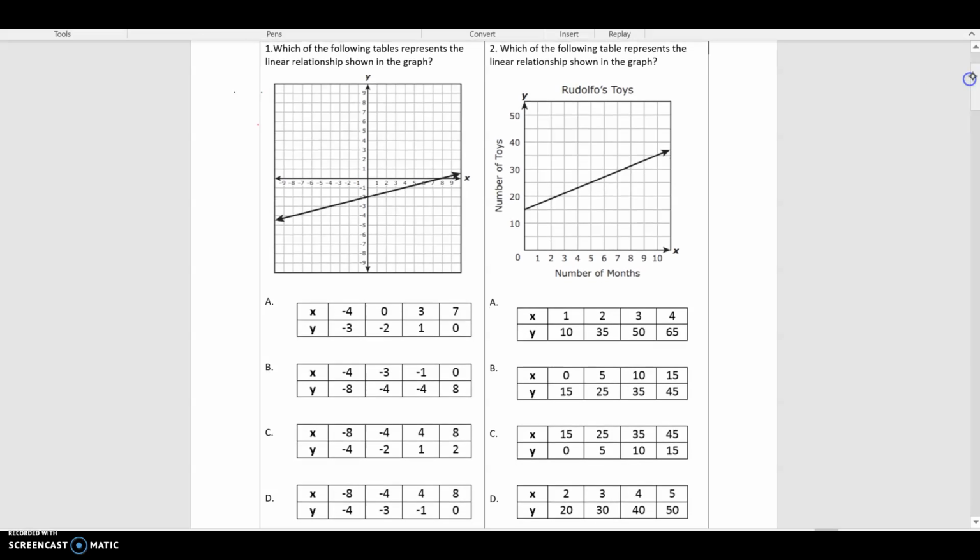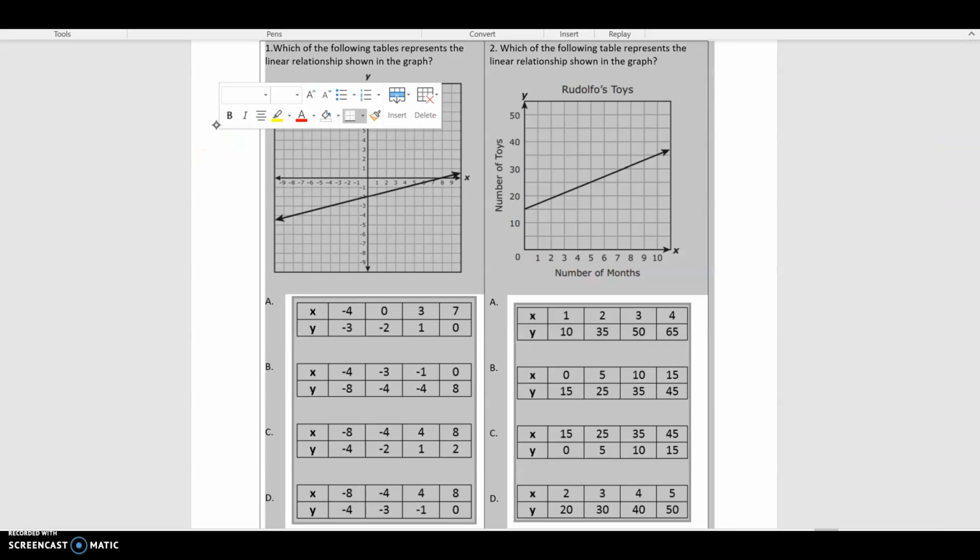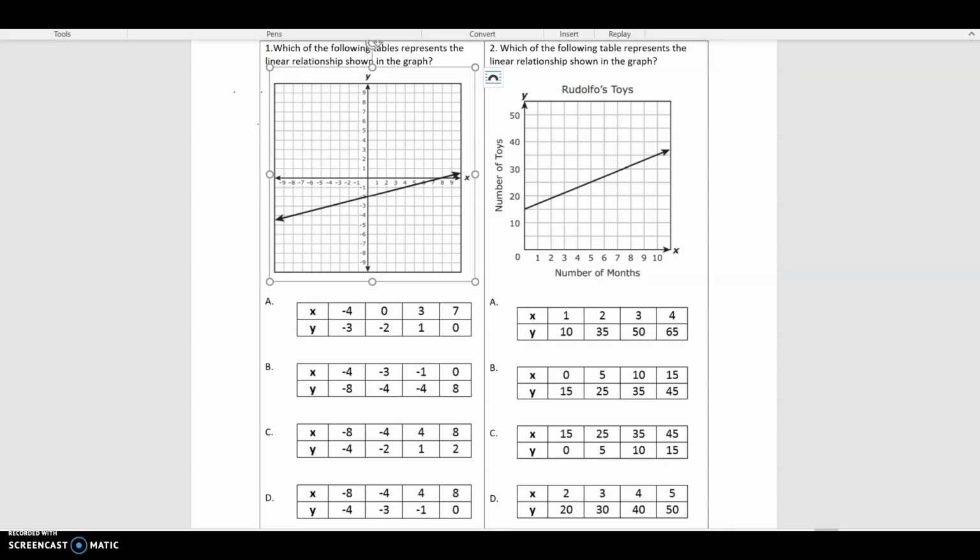So number 1 says, which of the following tables represents the linear relationship shown in the graph? Okay, so we are going to continue to follow our 2 steps. Step 1 is our y-intercept. I'm going to use my blue color to go up and down the y-axis. When I go down, I'm going to stop when I get to the y-intercept. So we're at 0, -2. Okay, so 0, -2.